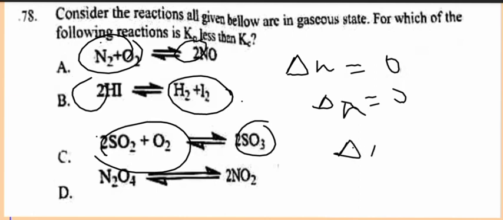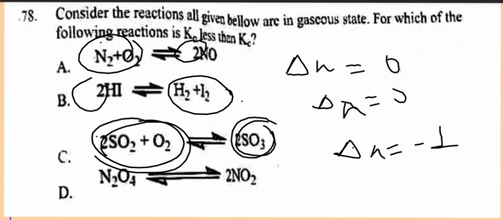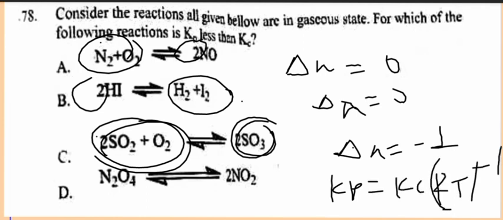Change in n is equal to negative 1, product minus reactant: 2 minus 3 is minus 1. So Kp is equal to Kc RT to the power of minus 1.